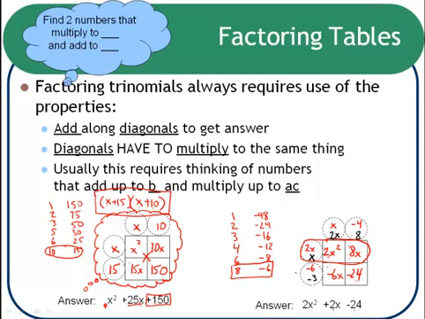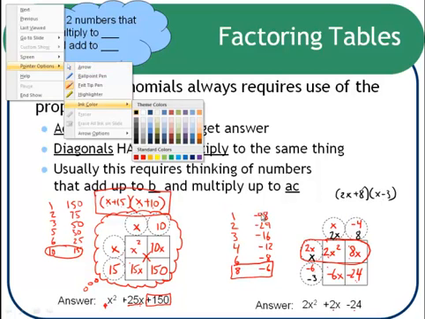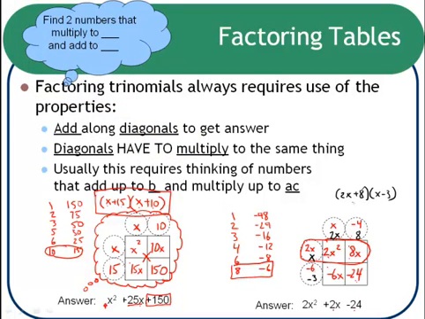And so, as you can see here, I really have two different answers. 2x plus 8 times x minus 3 is one possible answer. And the original answer I had was 2x minus 6 times x minus 4. Both of those, if you were to multiply them all out, will give us 2x squared plus 2x minus 24.